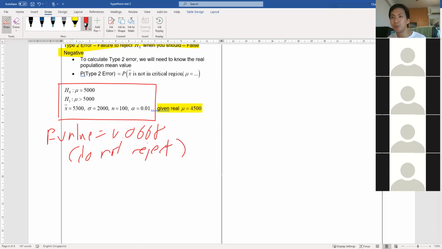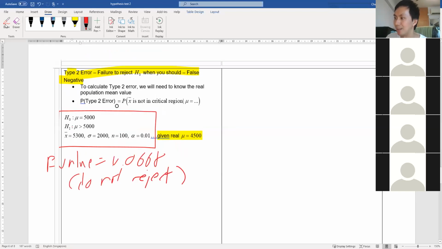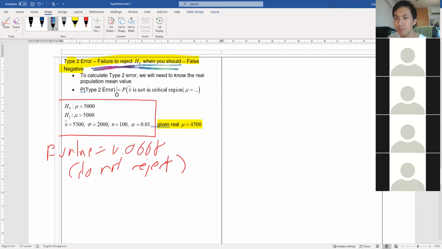So when your conclusion is do not reject, you obviously are not in danger of making a type 1 error, but you'll be in danger of making a type 2 error. Because to make a type 2 error means you fail to reject when you should be rejecting, by definition. When your conclusion is to reject, then it's impossible that you will make a type 2 error. You will only be making a type 1 error at most. Everybody can follow now?